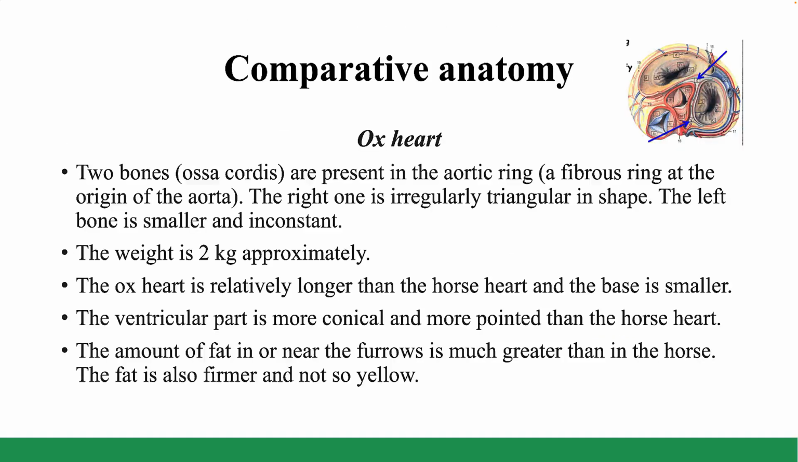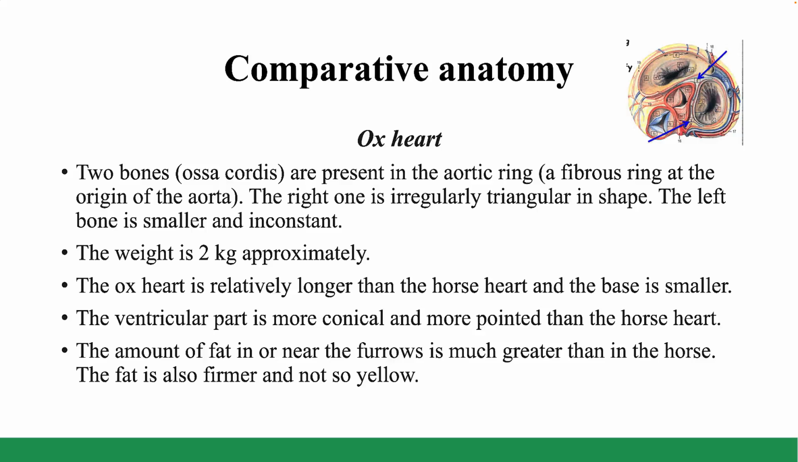Also, in the ox's heart, on the aortic ring, there are two distinct bones here. We call them the ossa cordis. These bones are in different shapes. You can see this one is triangular, while the other one is a little bit inconsistent in terms of shape.